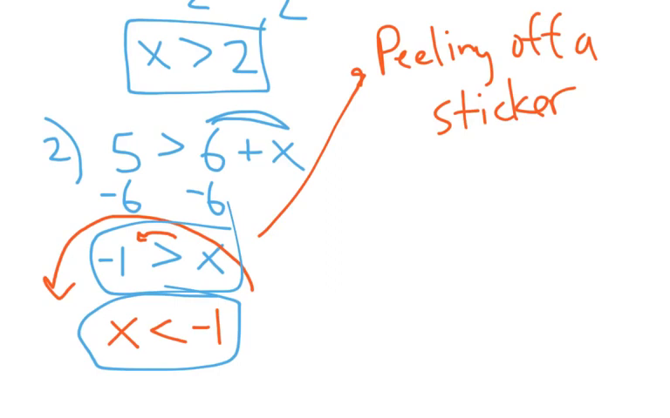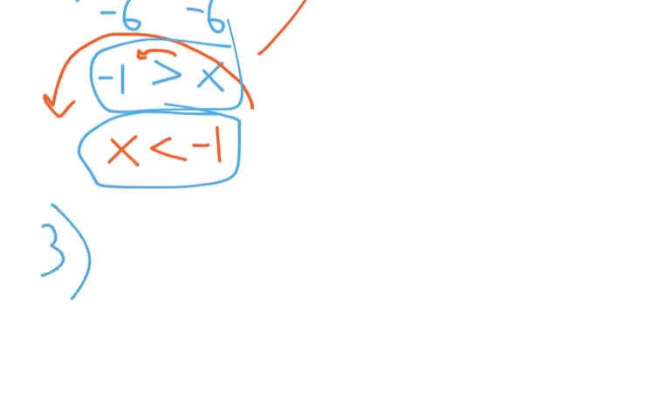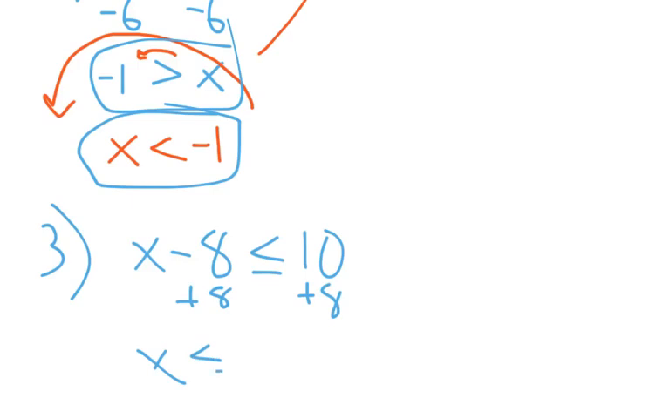All right, now let's look at another example. Let's say we have x minus 8 is less than or equal to 10. We're going to add 8 to both sides, and x is less than or equal to 18. It's only when you multiply or divide by a negative that you're actually going to flip the inequality. So let's get some examples of doing something like that.